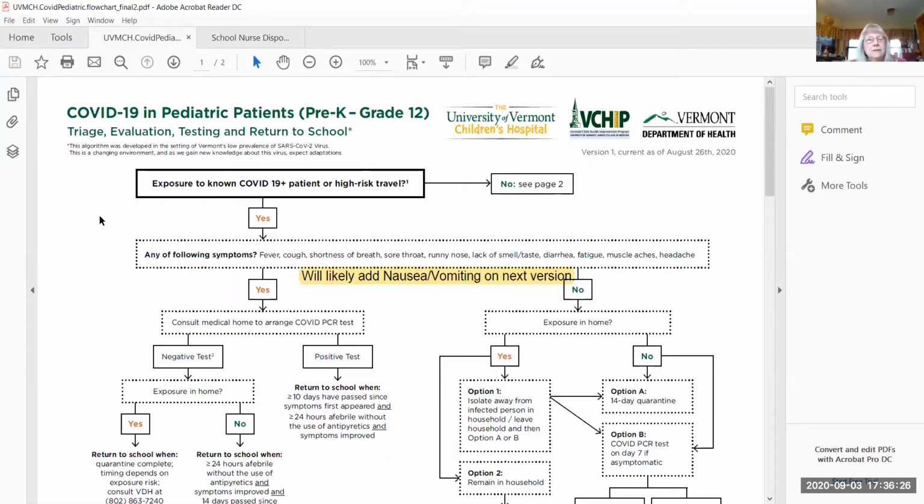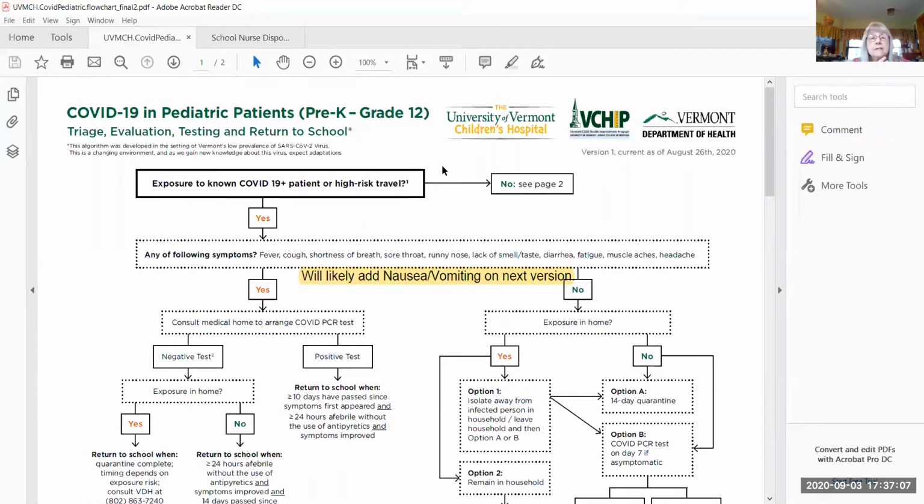Everything about this document begins with this box right here: the exposure to a known, in other words a confirmed COVID positive patient, confirmed with a PCR, or someone who has had high risk travel, meaning they've traveled to any place that is in the red zone, as people have been calling it, or if they've gone anywhere on public transportation. Even if you've just gone to West Lebanon, but you did it on a bus, that's high risk travel. So we have to make sure that we're inclusive in our definitions here.